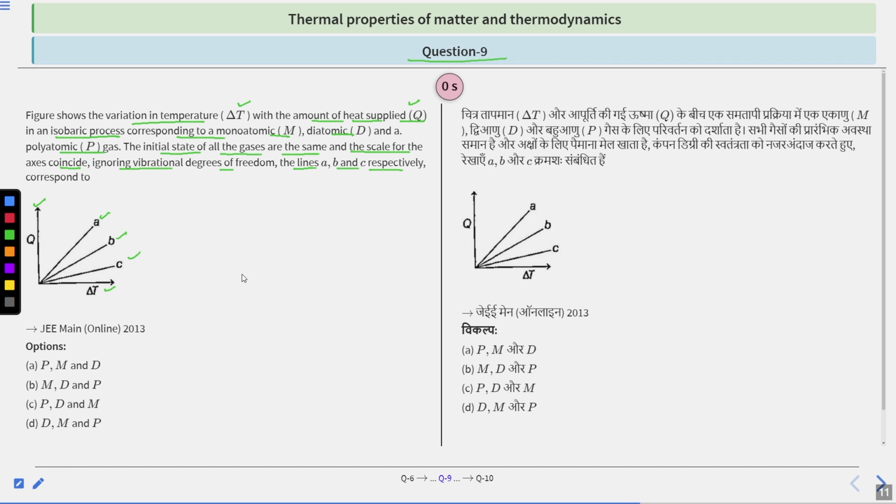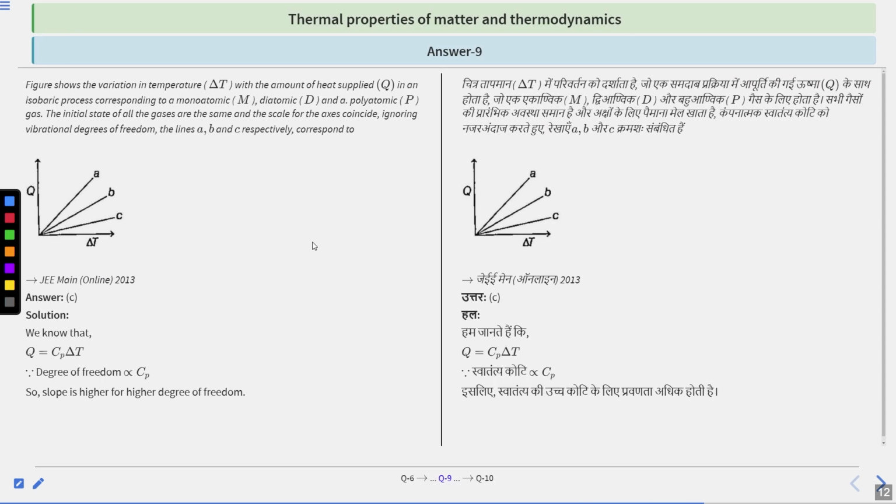Let's find a solution. From the curve, on the y-axis is Q and on the x-axis is delta T. The question asks about the variation in temperature delta T with the amount of heat supplied Q in an isobaric process, corresponding to monoatomic M, diatomic D, and polyatomic P. Clear? So we have to relate M, D, P with options A, B, C.